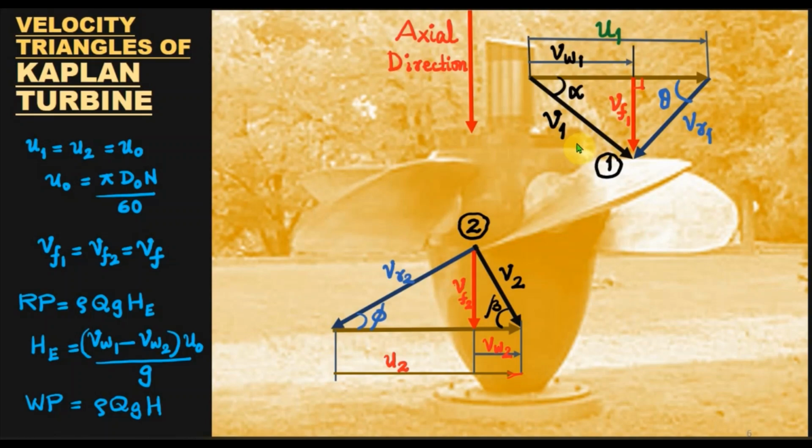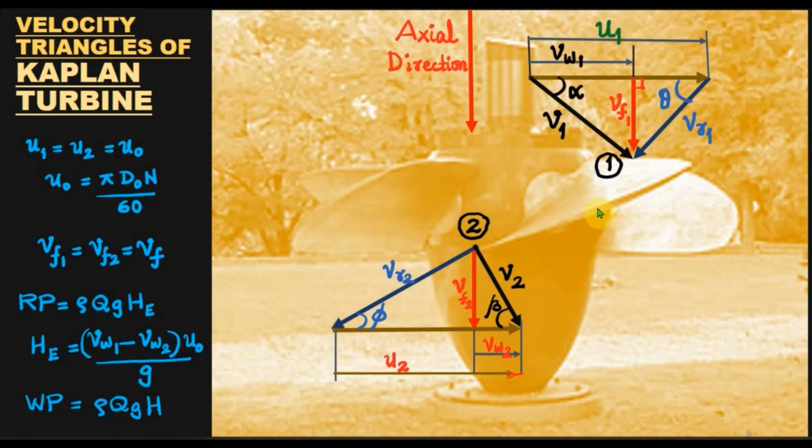We will take the axial direction as the reference for marking all angles in the case of axial compressors and gas turbines. But in the case of a Kaplan turbine, you can consider the same reference direction as we have taken in the case of the Francis turbine and Pelton turbine. That is, the tangential direction of motion of the runner at the points considered will be the reference direction for marking all the angles.